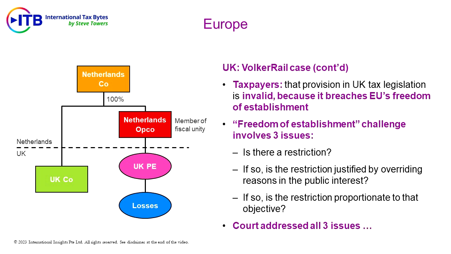The taxpayers argued that that provision in the UK tax legislation is invalid because it breaches the EU's freedom of establishment. As you know, a freedom of establishment challenge involves three issues. Firstly, whether a restriction applies. Secondly, if so, whether the restriction is justified by overriding reasons in the public interest. And thirdly, if so, is the restriction proportionate to that objective? The court addressed each of these issues.